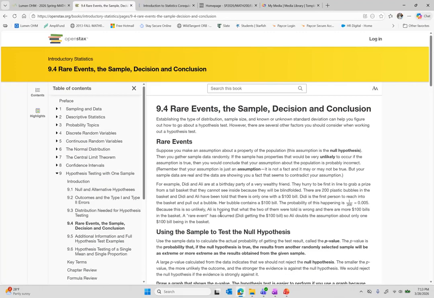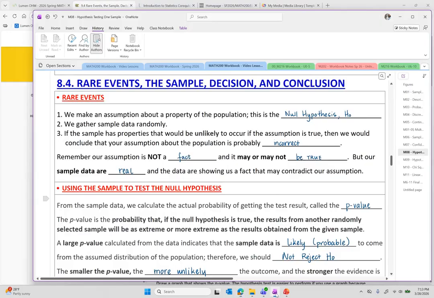In this video, we will discuss rare events and how we generate a hypothesis test. This is section 9.4 in the Introductory Statistics OpenStax book, titled Rare Events, the Sample, Decision, and Conclusion. And in our Statistics OER course, it is section 8.4 with the same title.